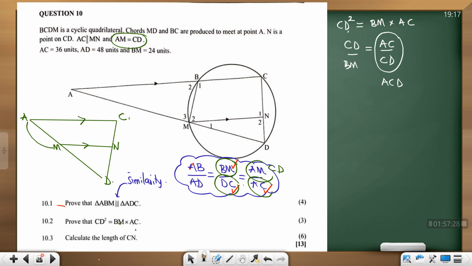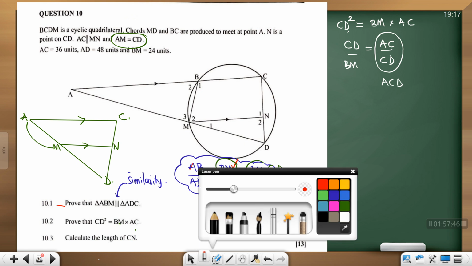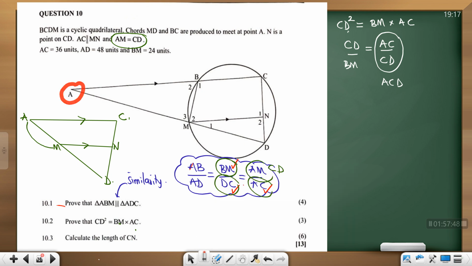Yes. In some questions, they will not give you 10.1. They'll just go to 10.2 straight and tell you it's 7 marks. So right now, I am working as if I don't know 10.1. You get what I'm saying? So I have ACD. Let's check. Is there a triangle called ACD? A, C. All you are looking for is a triangle. Oh, yes. I'm going to keep that.